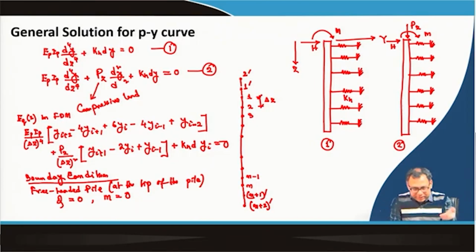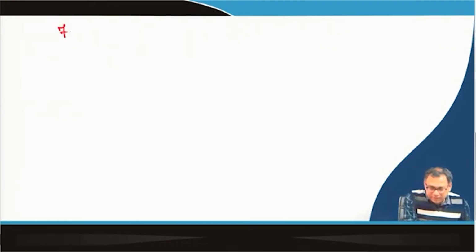So, we can take the slope as 0 and the moment as 0. That is the condition for a free end. So, for a free headed pile, both the ends will be treated as a free end, and for the fixed headed pile, the top end will be treated as fixed and the bottom end will be treated as a free end.